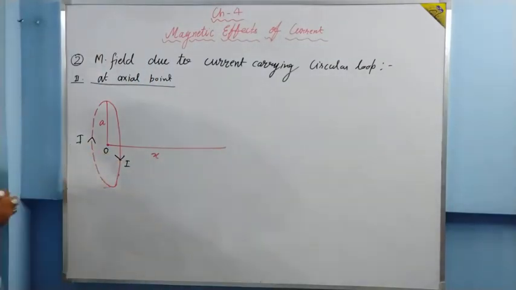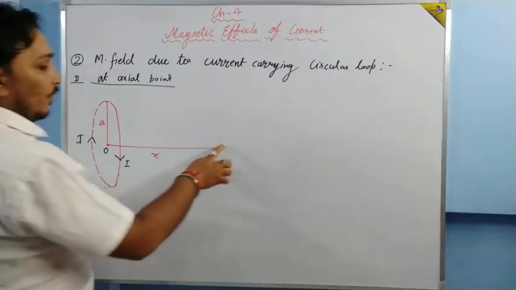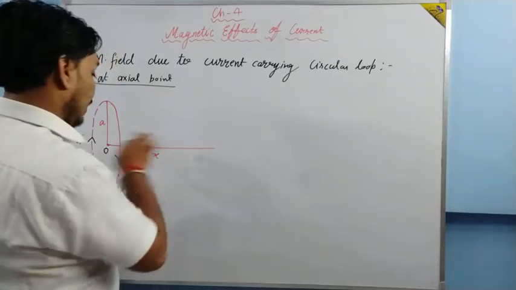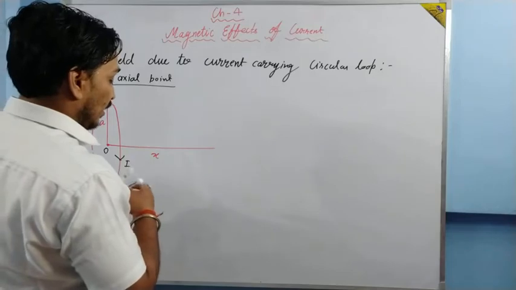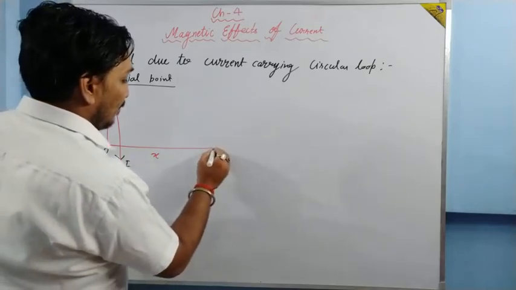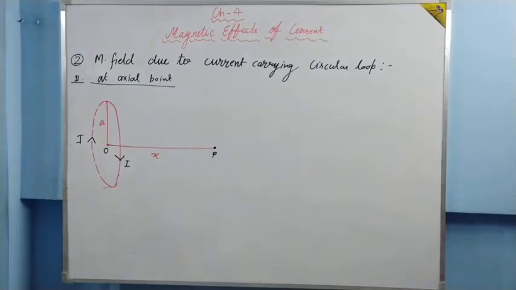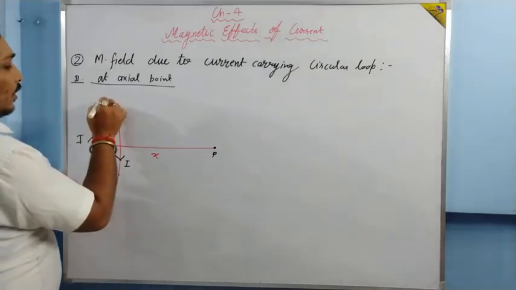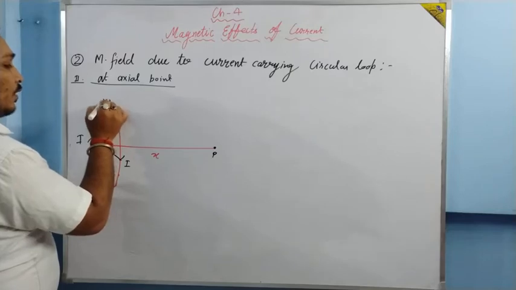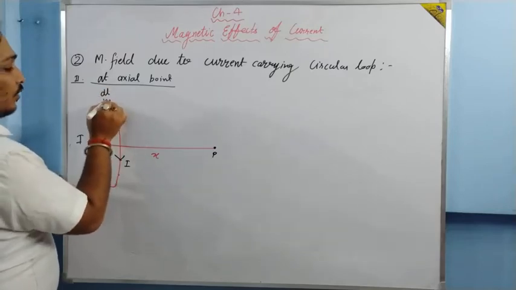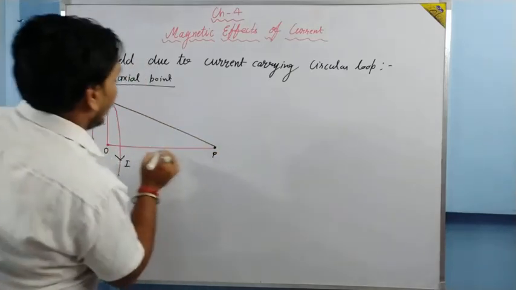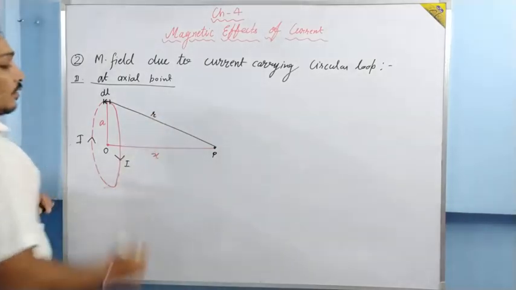At a perpendicular distance x from O, we have a point. Let that point be P. So at P, we want to know what is the magnetic field. The diagram is very important. Now, let us take a length element over here. Let this length element be dl, and let this distance be smaller.